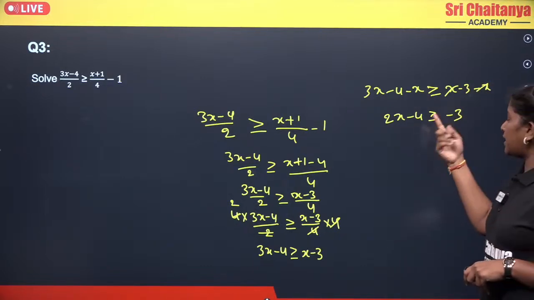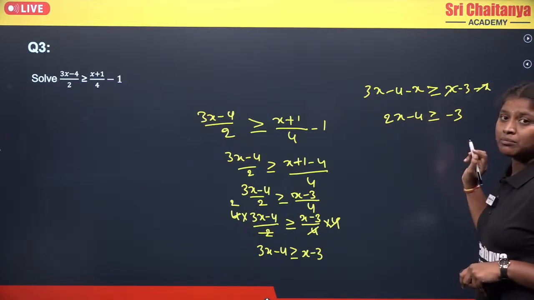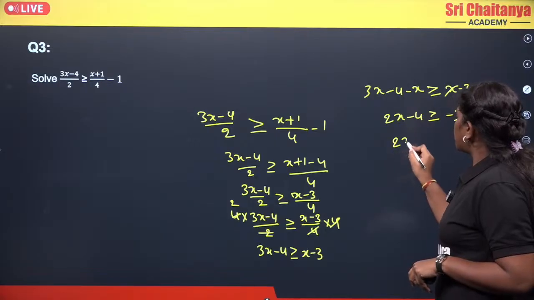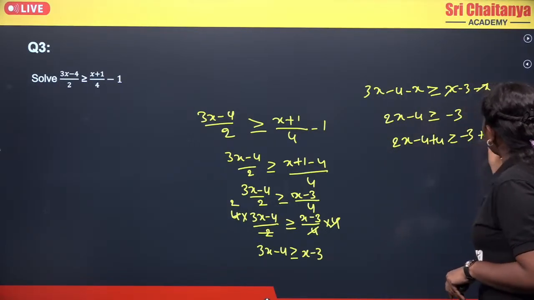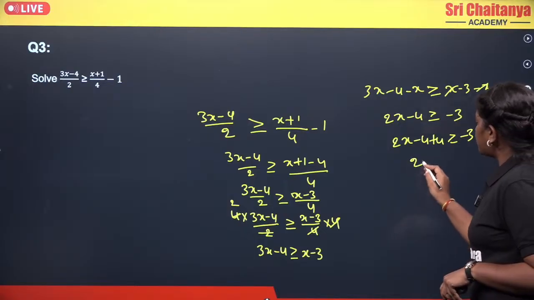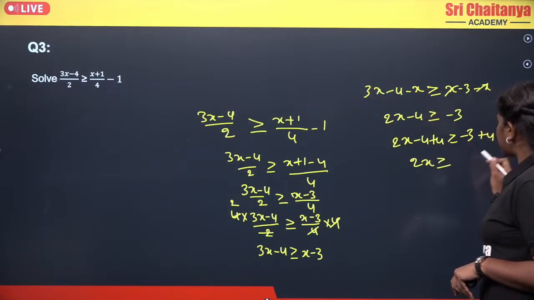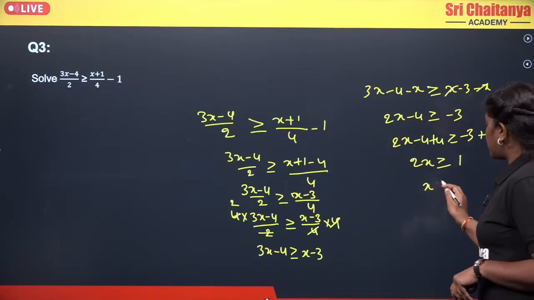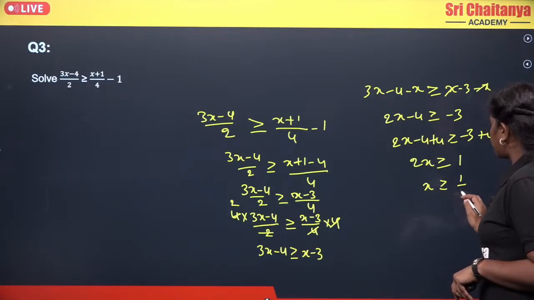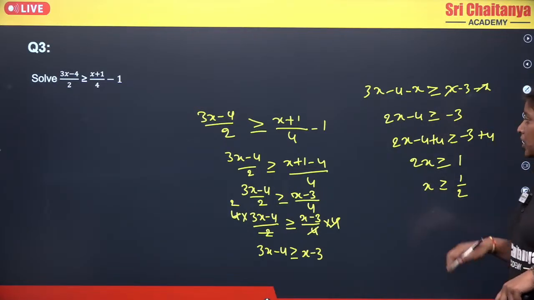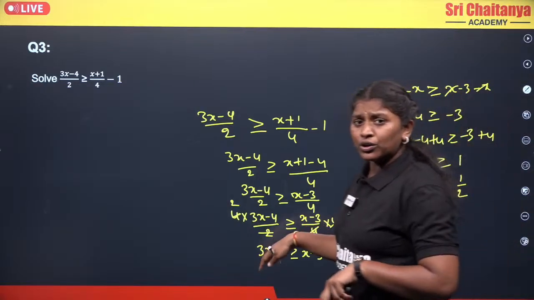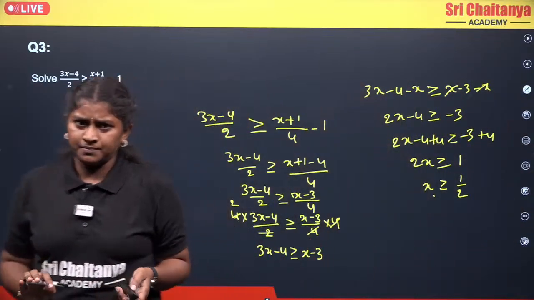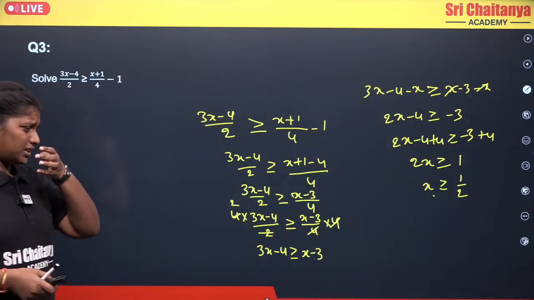Okay, now next we will try to eliminate the minus 4. So that becomes your 2x minus 4 plus 4 greater than or equal to minus 3 plus 4. So here it will be 2x greater than or equal to minus 3 plus 4, which will give you 1. So x will be greater than or equal to 1 by 2. Okay, so now you will get this within one step. Why? Because you know what to eliminate on both sides. Understood? Yes.